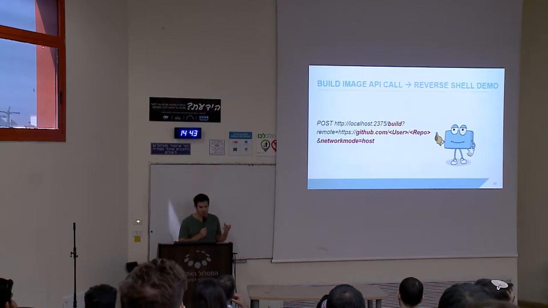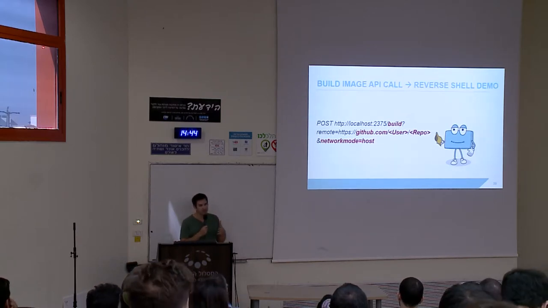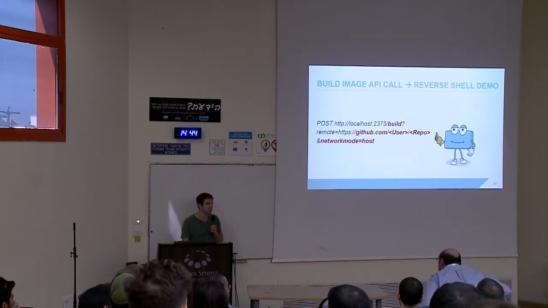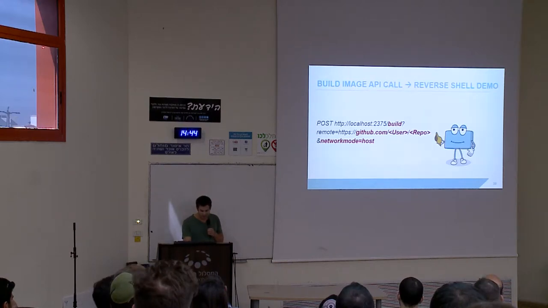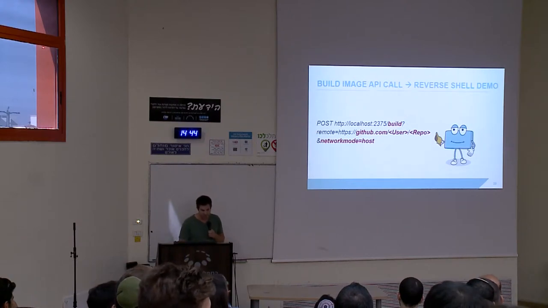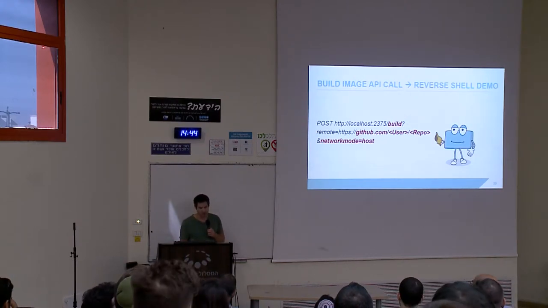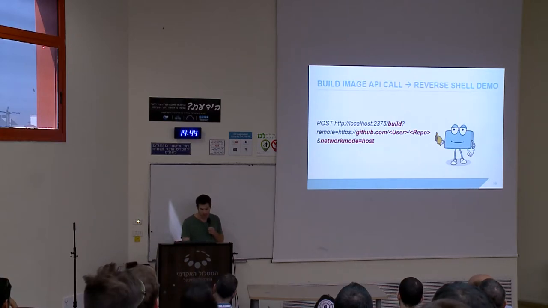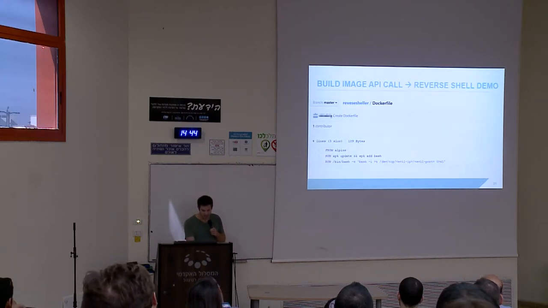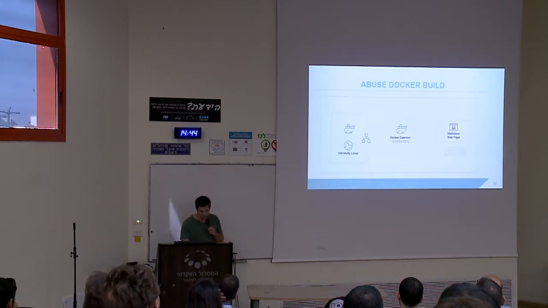Now we're going to see a demo to demonstrate how, from a single API call, you can do something malicious. We'll simply build an image, and that image is going to open a reverse shell. You can see we have here the actual command. It's the POST build command. The remote tag points to a repository that we already created on GitHub, and we're going to use the network mode of the host. And this is the actual file that we have in GitHub, a single file called Dockerfile. As you can see, all it does is open a reverse shell. So let's see how that would work.